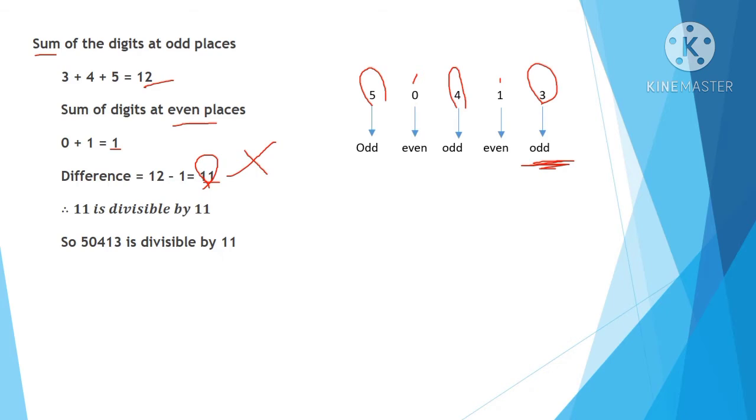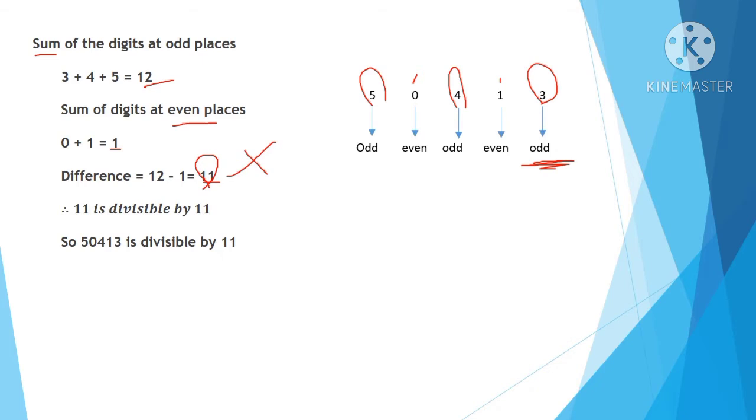Now sum of the digits at even places. So here, what are the numbers in the even places? 0 and 1. Sum of the digits at the even places, so I got the answer 1. Now difference. 12 minus 1, 11. Whether 11 is divisible by 11? Yes, because we know 1 11s are 11.